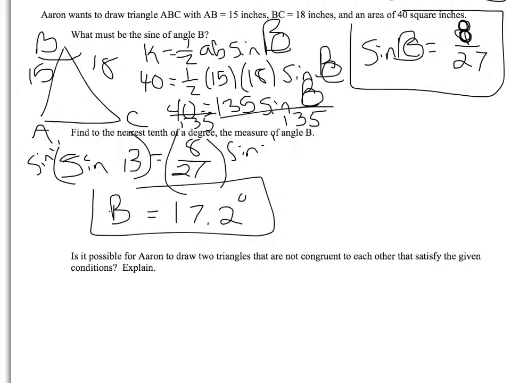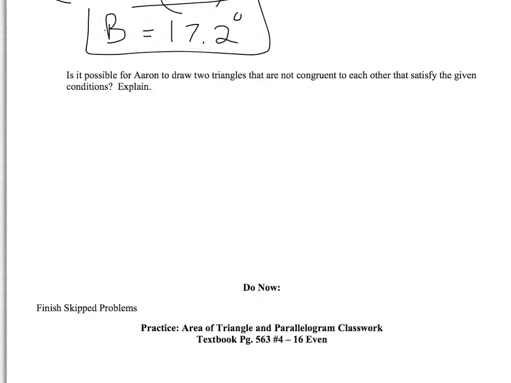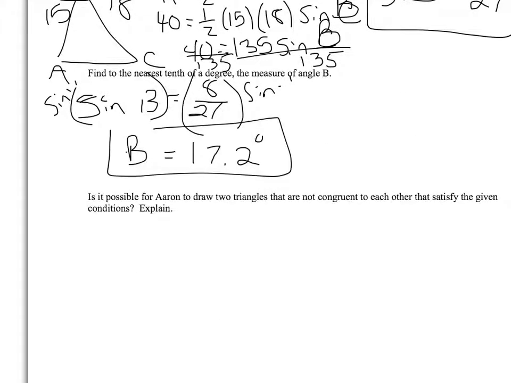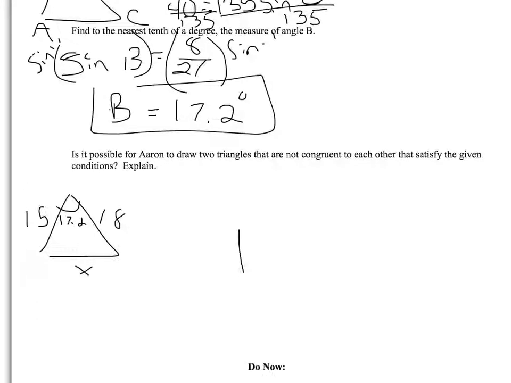And this last question is, is it possible for Aaron to draw two triangles that are not congruent, that satisfy the given conditions? So remember we have 15, we have 18, we have 17.2. He wants to know, can I make two triangles? Well, I would have to find this third side using law of cosines and then find all my angles. And I'm not going to spend the time to do that. I will just say, let's have you guys finish the top two problems there that we skipped, and we will continue with this practice tomorrow.